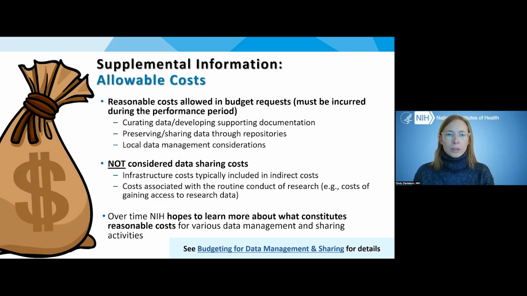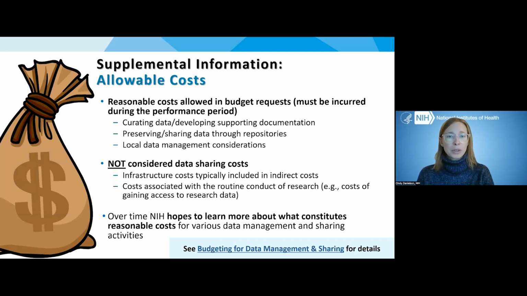Thank you, Taunton. So NIH does recognize that sharing data may come with costs, and we have put out supplemental information to the policy, which outlines the types of costs that would be considered allowable data management and sharing costs that could be requested in your application. And so reasonable costs are allowed in your budget requests for activities such as curating data, developing supporting documentation, preserving and sharing data through repositories, as well as local data management considerations, so getting it ready before it goes into a repository. And there are other types of activities that might relate to data sharing, but are not considered direct data sharing costs for the purposes of requesting funding.